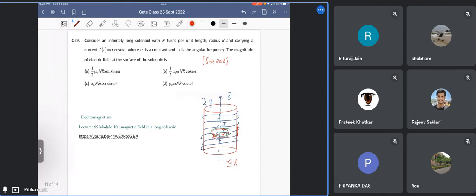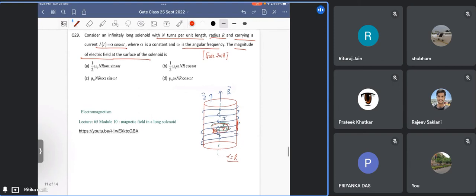So this question is from the GATE 2018 exam. Consider an infinitely long solenoid with n turns per unit length, radius r, carrying a current I, which is alpha cos omega t. Alpha is a constant and omega is the angular frequency. What is the magnitude of the electric field at the surface of this solenoid?